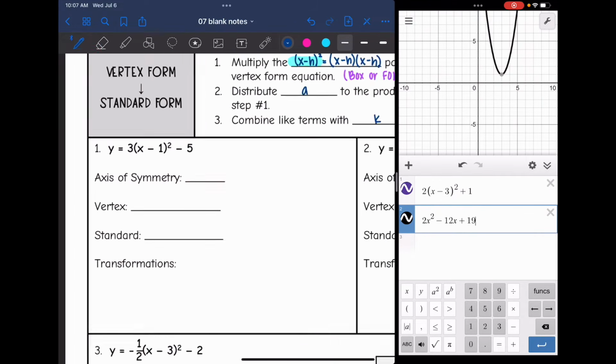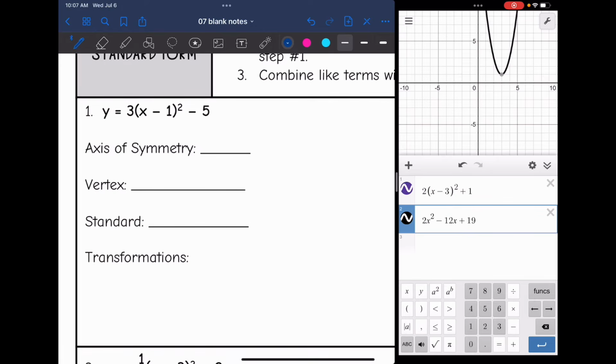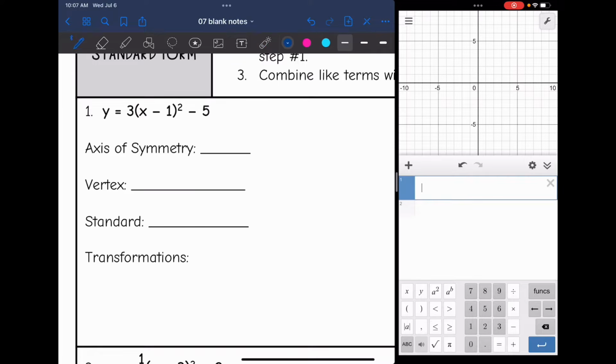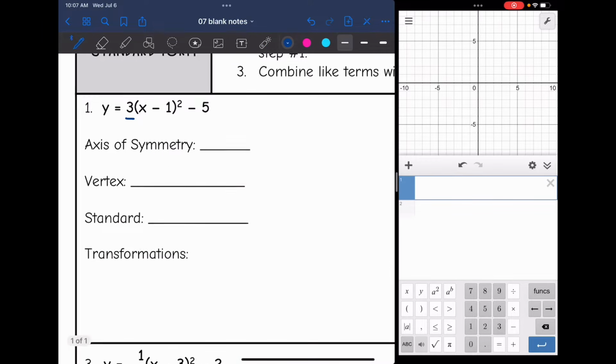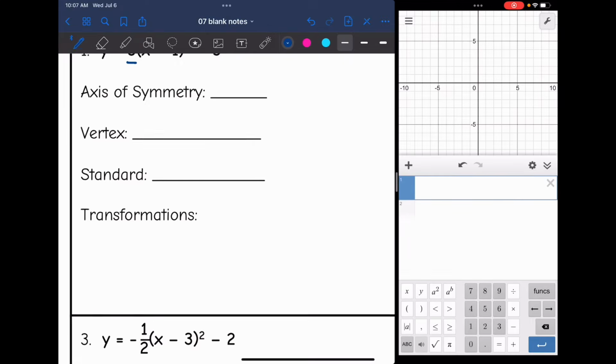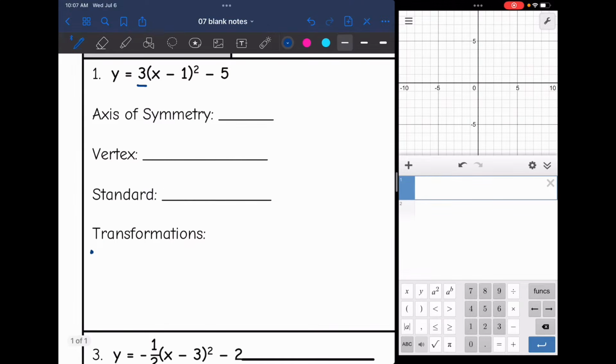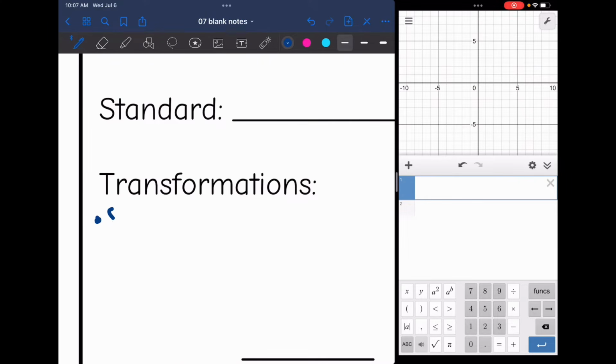Okay, let's look at number 1. I'm going to start with the transformations, and then I will determine the axis of symmetry in vertex form, and then we will practice converting it to standard form. So the first thing that I notice is this 3 right here. That means that my parabola is going to be skinnier. It's a vertical stretch by a factor of 3.